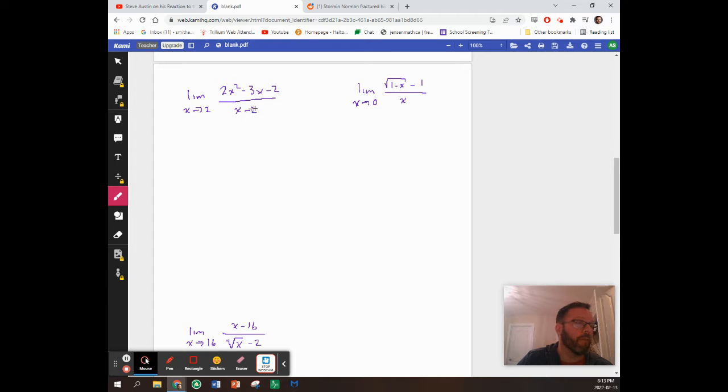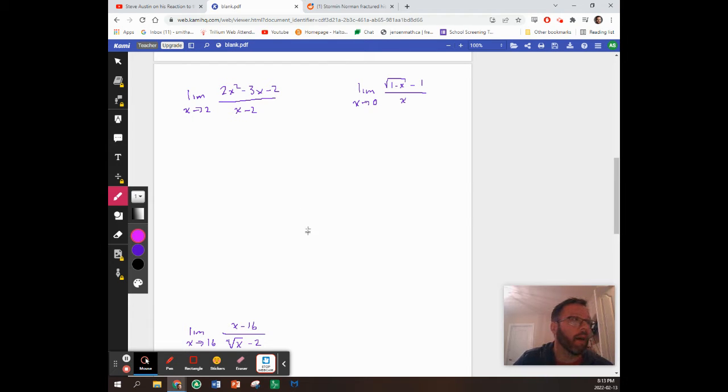For our first one, if you notice, if you plug in 2, on the top you get 8 minus 6 minus 2, which is 0, and on the bottom, 2 minus 2, you get 0. 0 over 0. But this limit actually exists. So one strategy we have for evaluating limits like this is, if it's a polynomial or quadratic, to factor. And we're going to factor this guy.